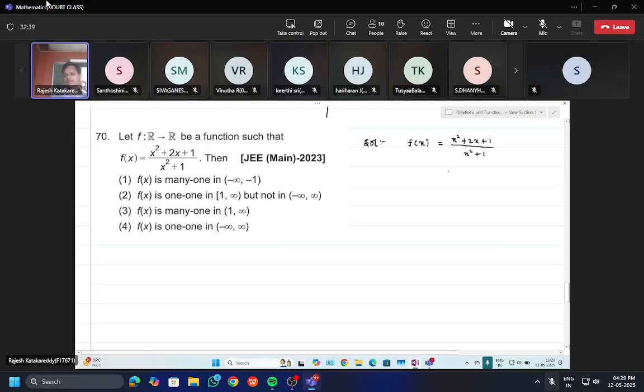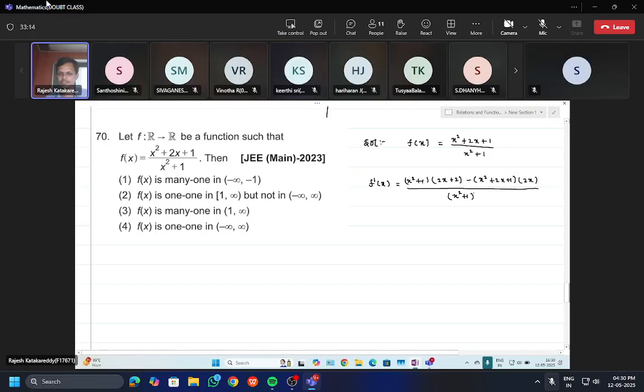Now what I am doing is differentiating here, in the calculus method. The first thing is I should differentiate and find the stationary values, right? So u by v, the rule of differentiation, the quotient rule. This will be x square plus 1 into 2x plus 2 minus 1 into x square plus 2x plus 1 into 2x, divided by the denominator x square plus 1 whole square.